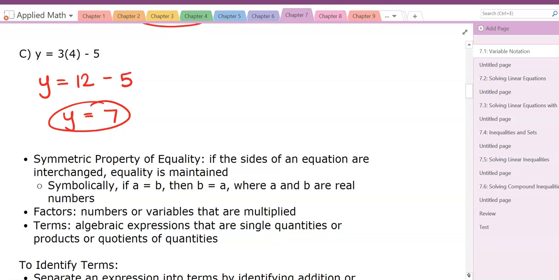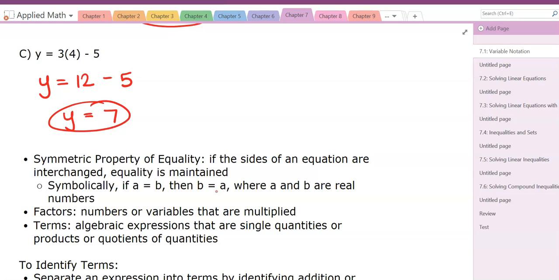So we have a couple of properties here. This first one is the symmetric property of equality. What that says is that if the sides of an equation are interchanged, equality is maintained. So if I can look at either side of an equation, and they could be flip-flopped or switched around, but it still remains a true statement, then that just means that I'm using that symmetric property. Symbolically, they show you A equals B and then B equals A. So you can just flip them around. It's not going to change the meaning of that equation.